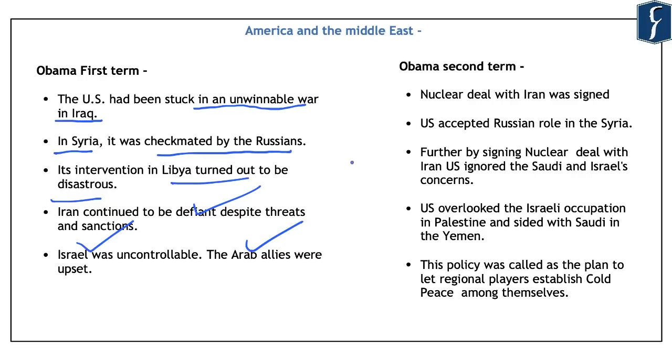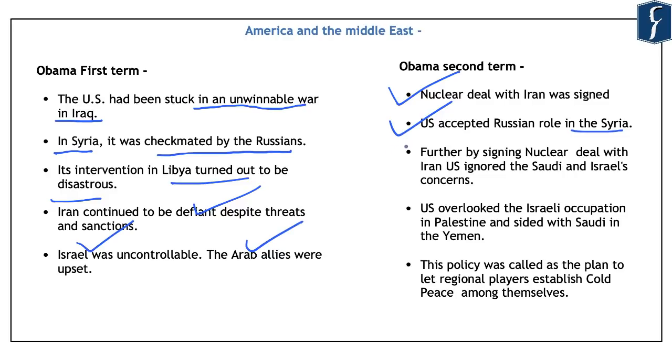And finally, realizing the drawback of its own presence in the region, some initiatives were taken by the Obama administration in its second term, and they included the nuclear deal with Iran, and that brought peace between Iran and the United States of America. Secondly, the United States of America accepted the Russian role in Syria.